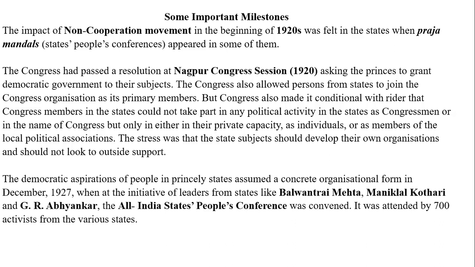Further, the democratic aspirations of the people in the princely states started to take a concrete shape, and this concrete organizational form took place in 1927 in the name of the All India States People's Conference. It was the initiative of people like Balwant Rai Mehta, which we will see in Mewad Raji Prajamandal, Manik Lal Kothari and G.R. Abhyankar. All these people were very instrumental in making the All India States People's Conference.